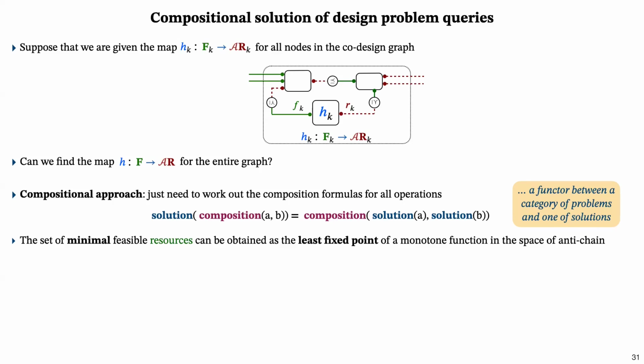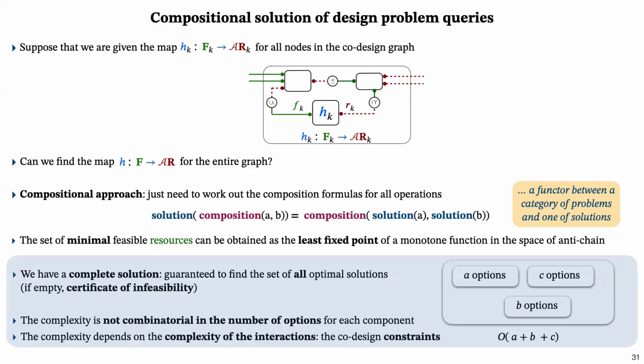Now it seems that I'm just playing with words, but this is quite a strong result. Essentially, it says there is a functor between a category of problems and a category of solutions that gives me a way to build an algorithm to solve this problem. And this way to build an algorithm simply amounts to working out the composition formulas analogous to the composition operations for the problems. So if I spell out this algorithm, I get a very strange least fixed point algorithm in partial orders.